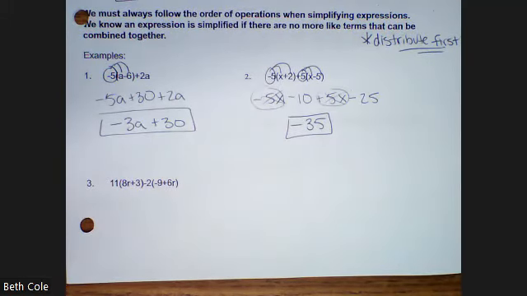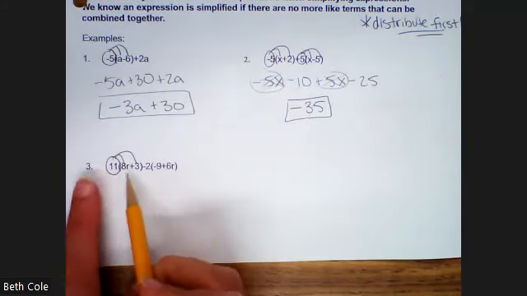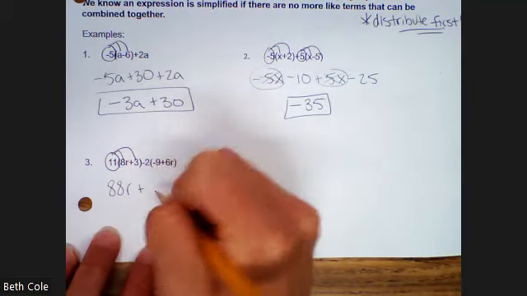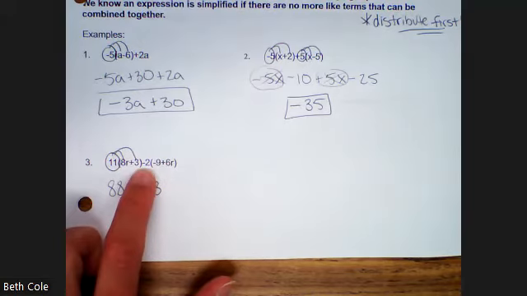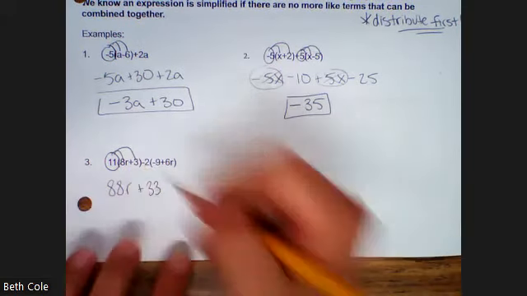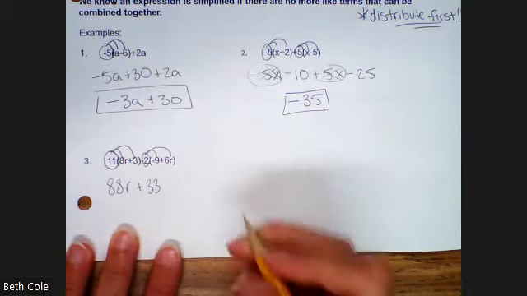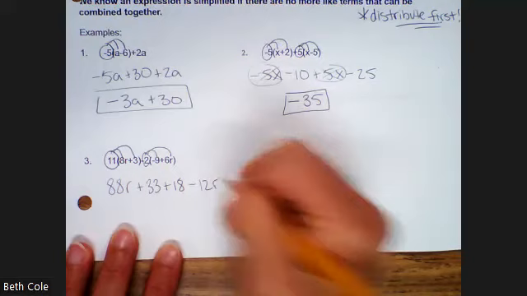All right, let's see how it went. When you distributed the 11, what did you put? 88R, good, plus 33, perfect. Now this one's a little tricky because you have to distribute a negative 2. So that negative has to come with you. Good, oh, nice, plus 18, minus 12R, awesome.